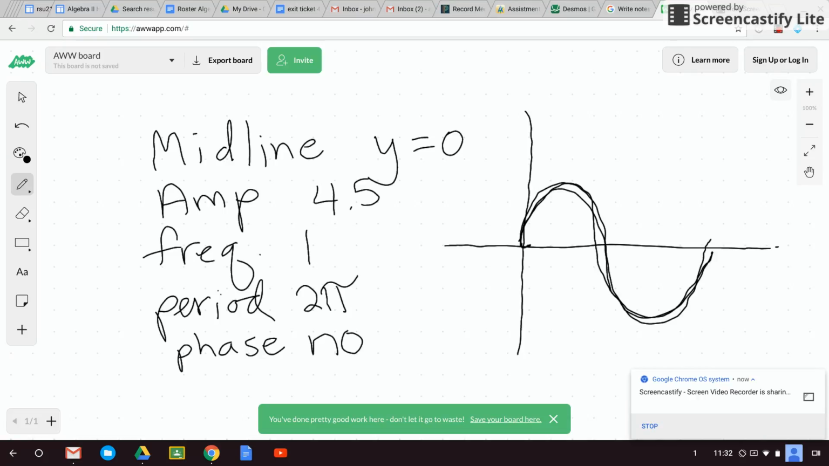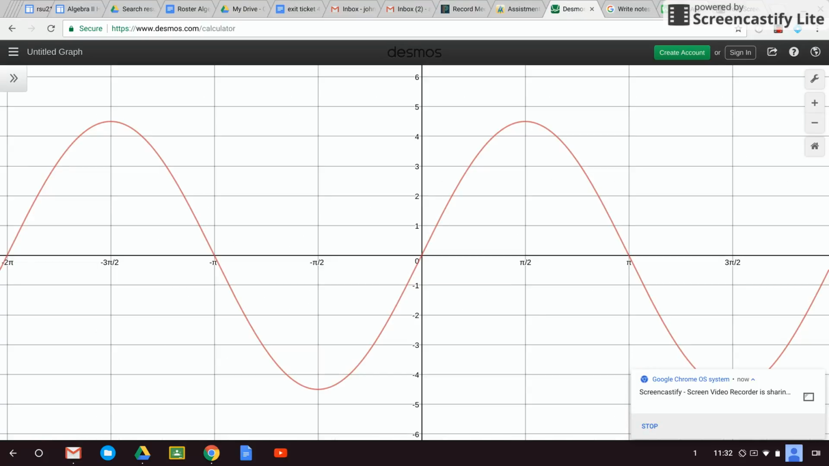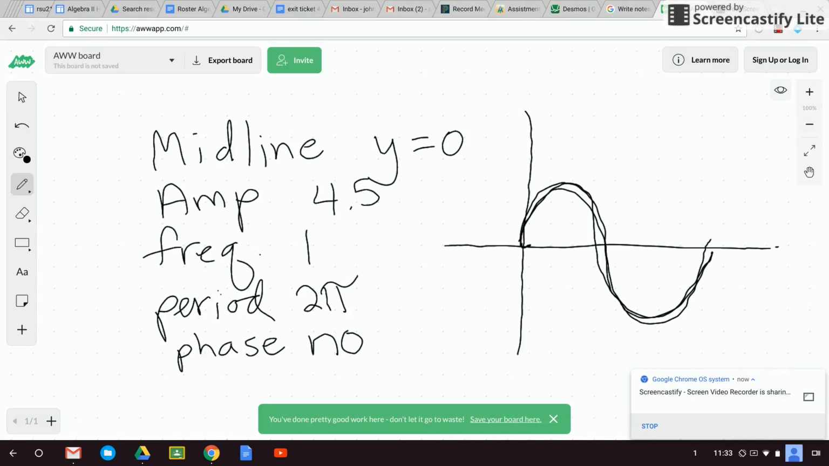So what we can do now is we can write the equation of this graph knowing that the amplitude is 4.5. So I'm going to say the equation of this wave is y equals 4.5 sine x. And what I'd like you to do is open up Desmos to check to see whether the wave you see is the same as the wave that we have here. And so once again, that is y equals 4.5 sine x.